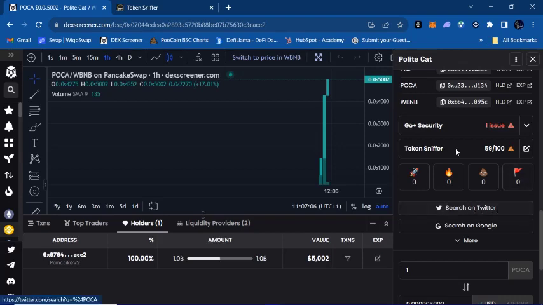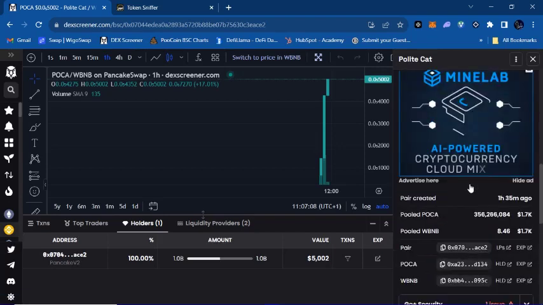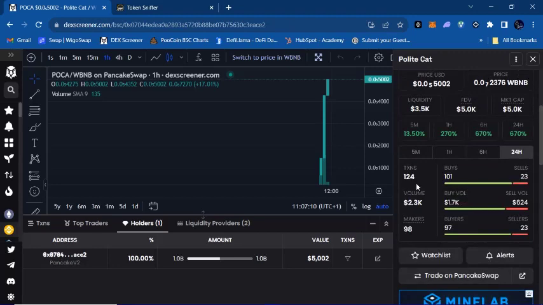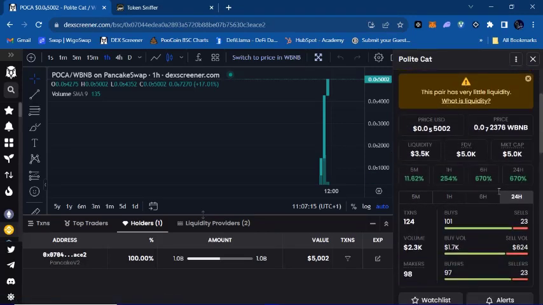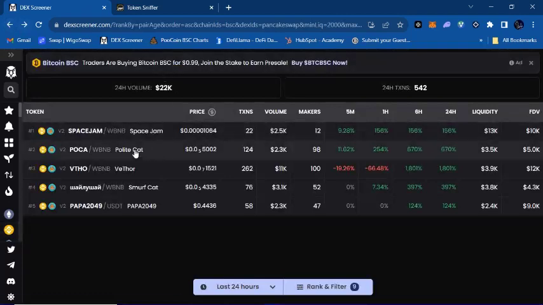It's probably a honeypot, so I advise you not to go in despite the profit that it has made. This is a very bad token to enter into. So same with the others.